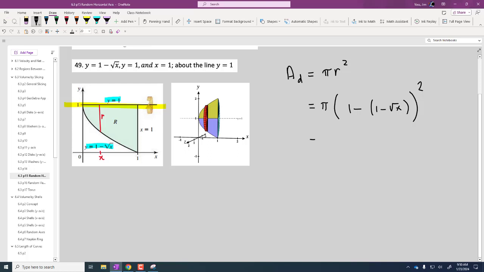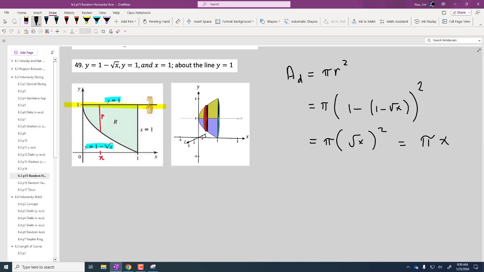So let's go ahead and simplify. This simplifies pretty nicely. We're going to get 1 minus 1, which is 0. And then the minus distributes over here to make a positive root x, but then we're squaring it. So we're going to have root x quantity squared, so we'll end up with pi times x. So that tells us the area of the disk at x.